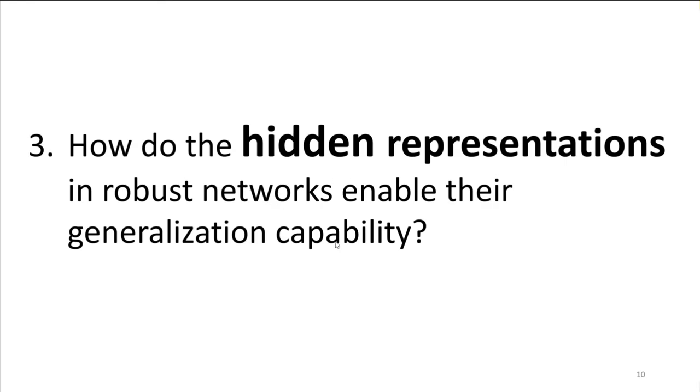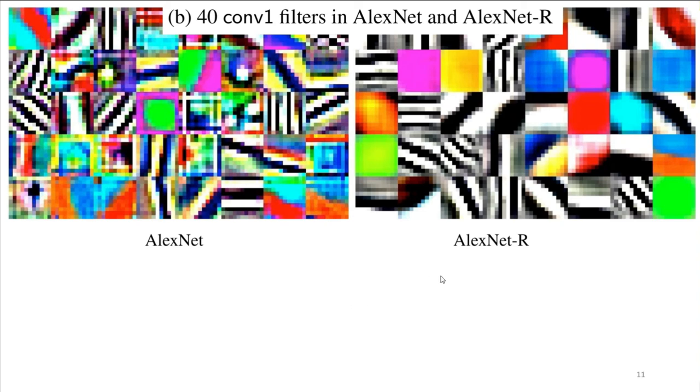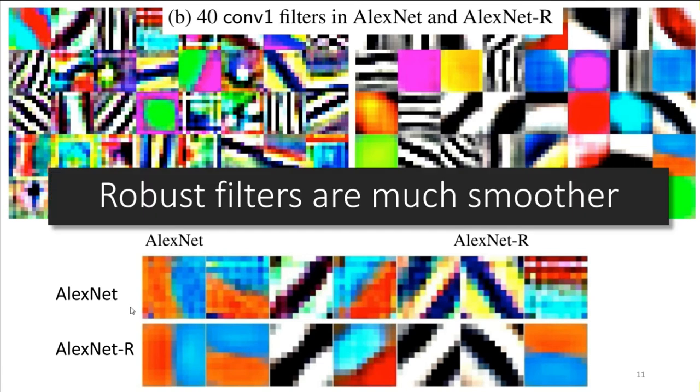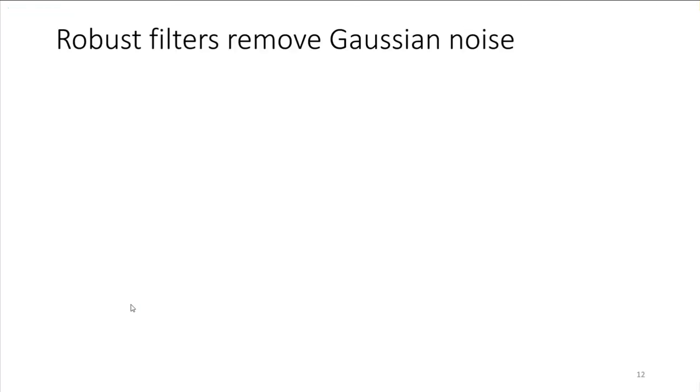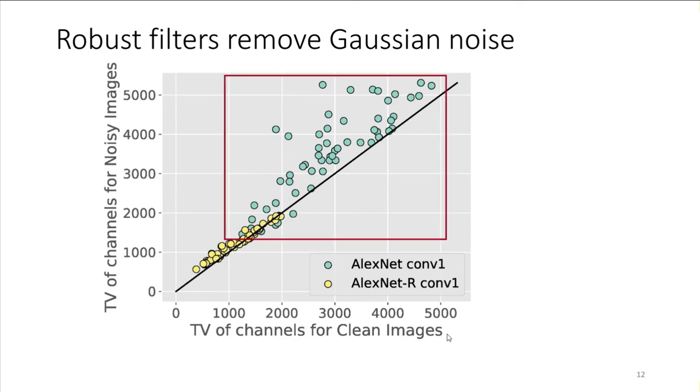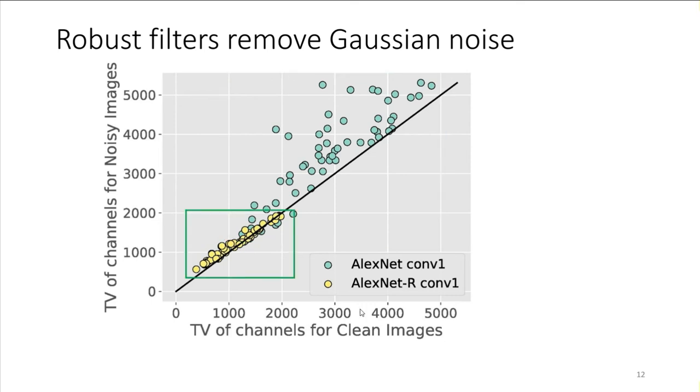So how do the hidden representations in robust networks enable their generalization capability? The robust filters are smoother and less diverse than the standard network's, as we can see. If we align the filters by similarity, we can see this difference clearly. We add Gaussian noise to the original images and measure the smoothness of the activation map on the first convolution layer. The standard activation maps are much noisier after addition of noise to the input image. In contrast, the robust channel remains similarly smooth before and after noise addition, which suggests that the first layer filters out the noise.